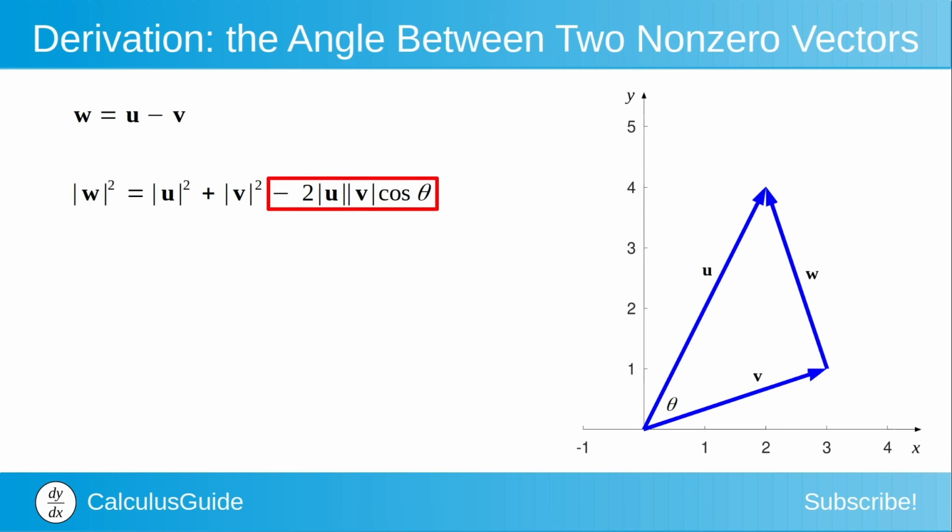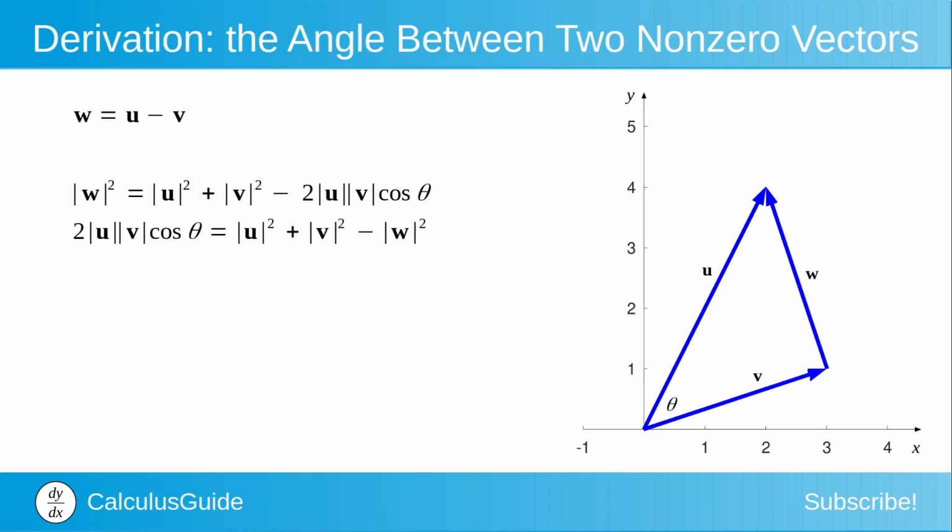When we move these terms, highlighted in red, to the left-hand side of the equal sign, and the length of the vector w squared to the right-hand side of the equal sign, we get that 2 times the length of the vector u times the length of the vector v times cos theta is equal to the length of the vector u squared plus the length of the vector v squared minus the length of the vector w squared.